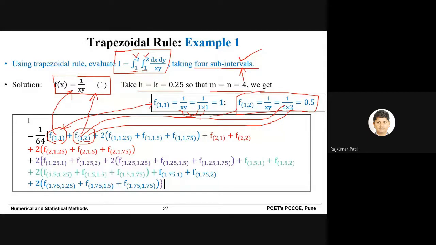So just put it in this equation. Similarly, in this way, you can calculate the value of f for all remaining combinations of x and y, put all these values in this equation and simplify. Upon simplification, you will get the solution as I equal to 0.3407. So this is how we solve the problem of double integration by using the trapezoidal rule.